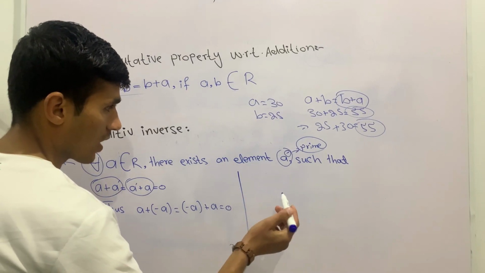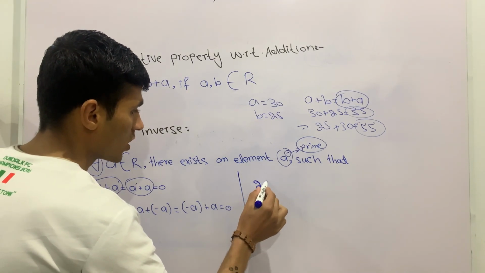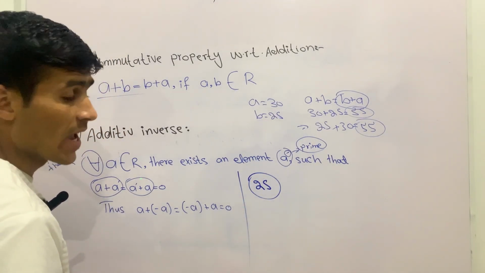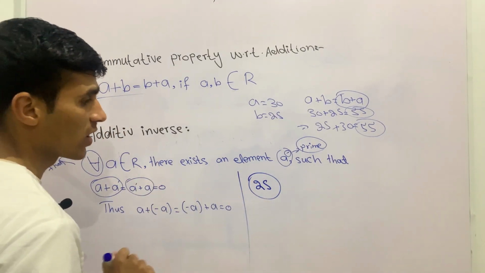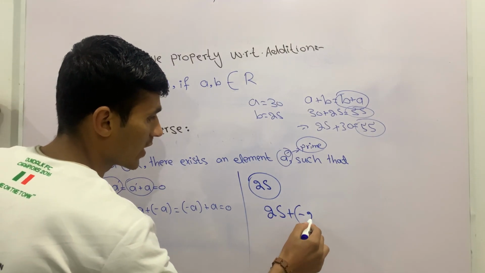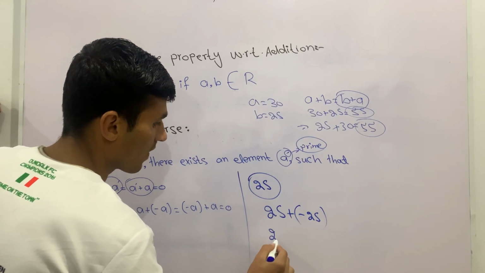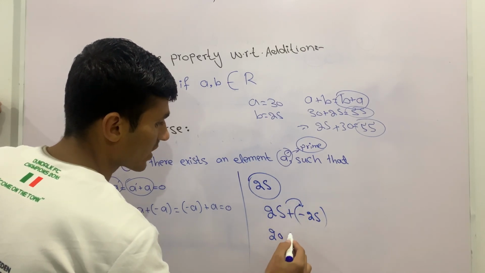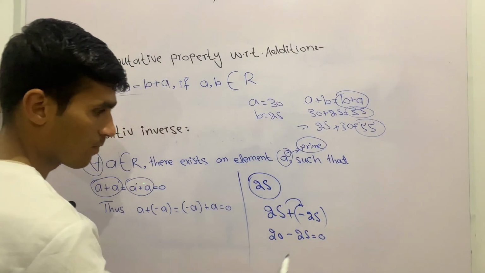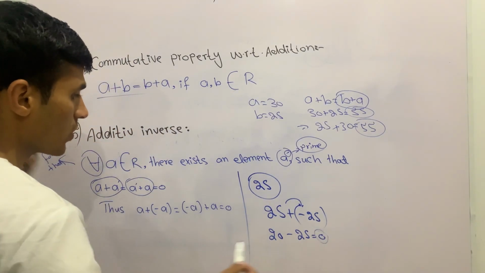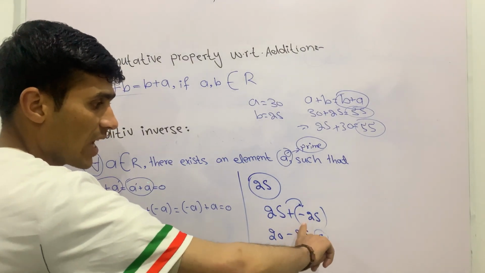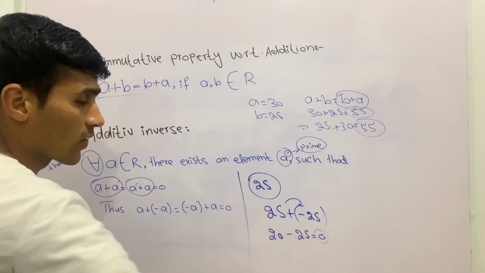Look, I'd like to write 25. What is its additive inverse? Its additive inverse is negative 25. 25 plus parentheses negative 25 equals 0. If the answer is 0, then this number which you added is the additive inverse of the first number.